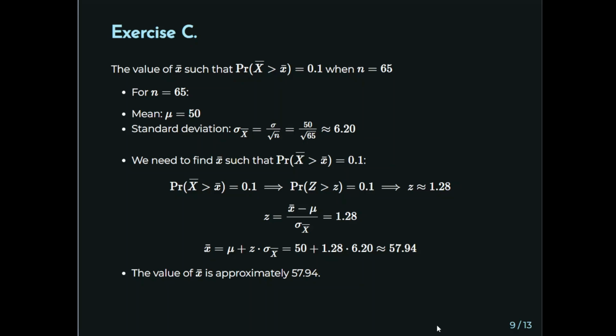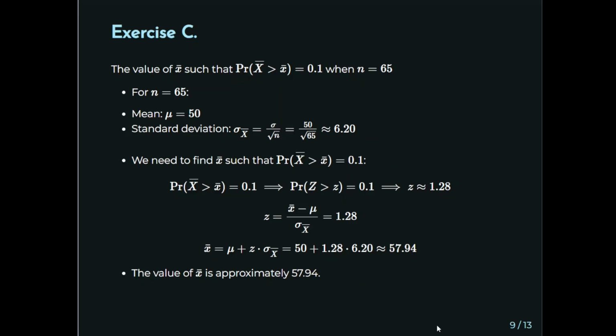Okay, so for n equal to 65, mu is always going to be 50, but the standard deviation changes from sample size to sample size. So here, sigma of x bar is sigma divided by the square root of n, and that is 50 divided by the square root of 65, which is approximately 6.20. Okay, so we need to find small x bar such that the probability of X bar being greater than small x bar is 0.1.